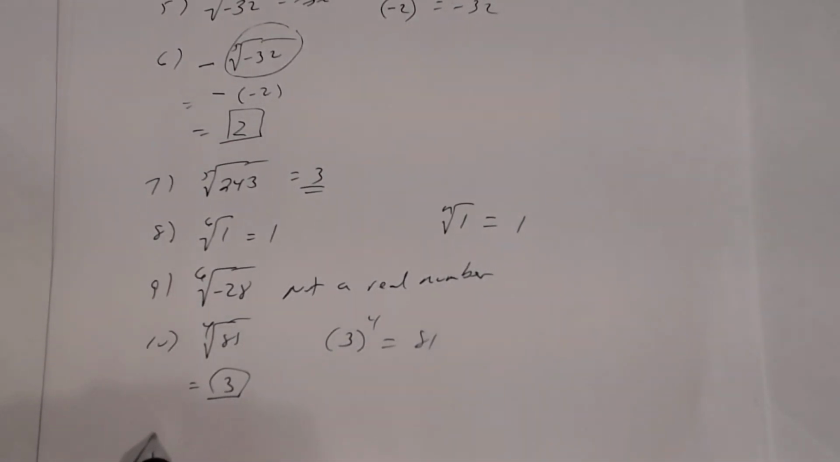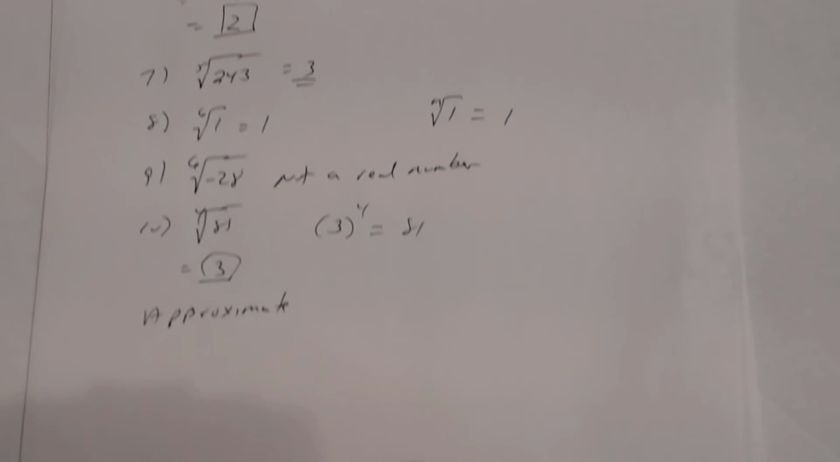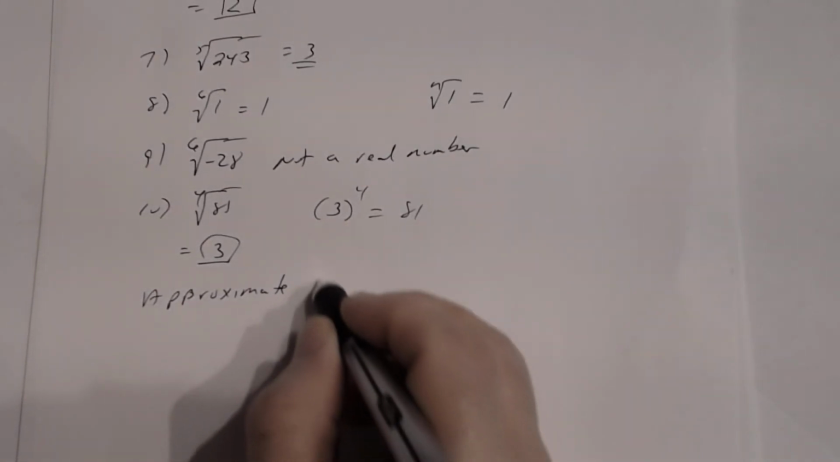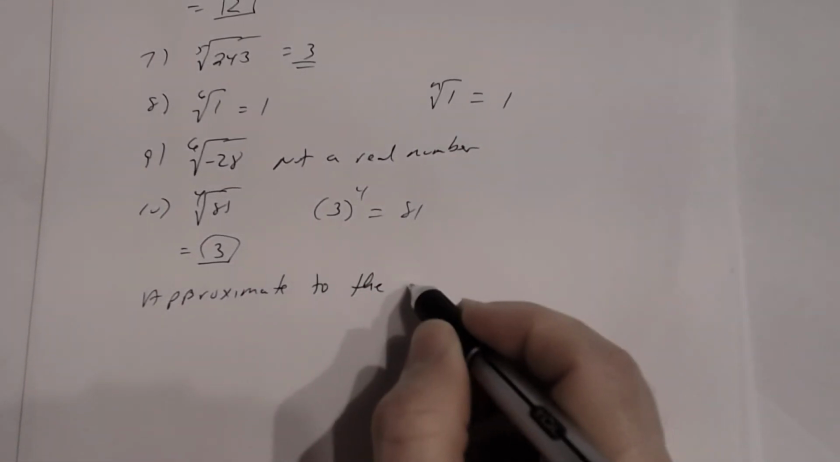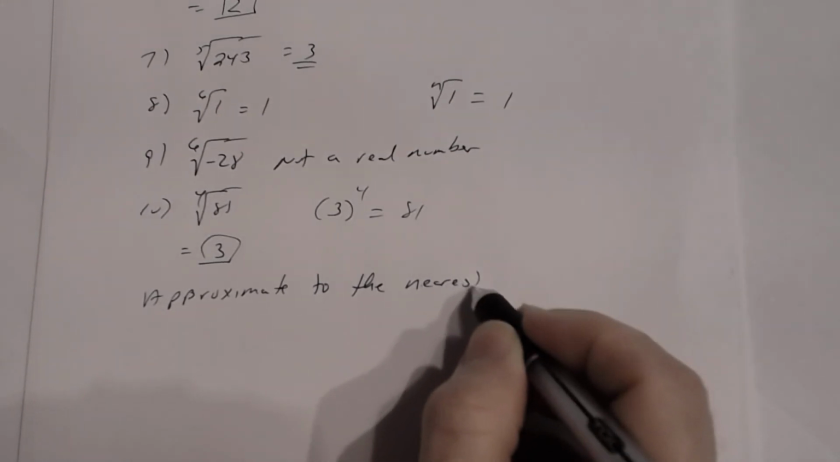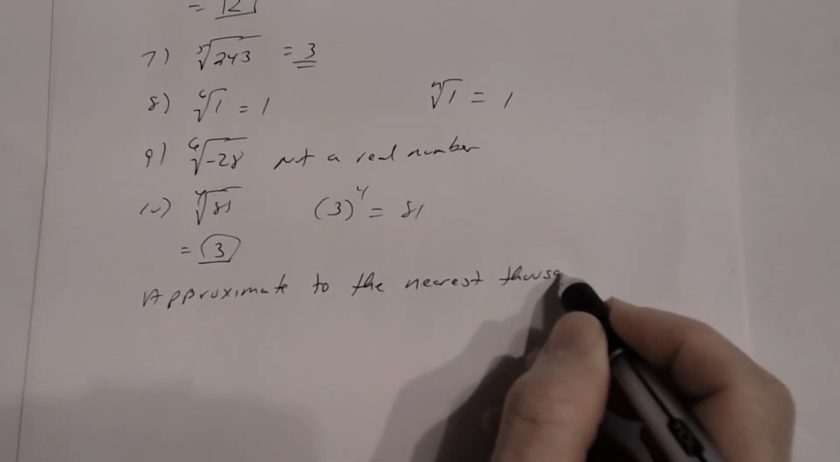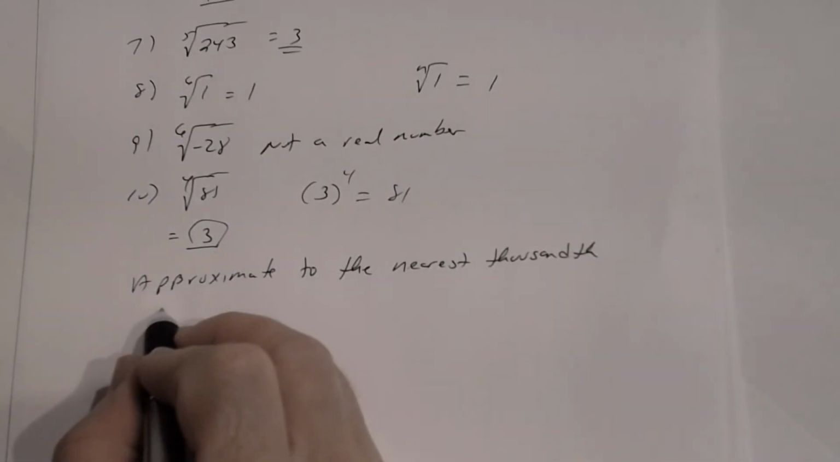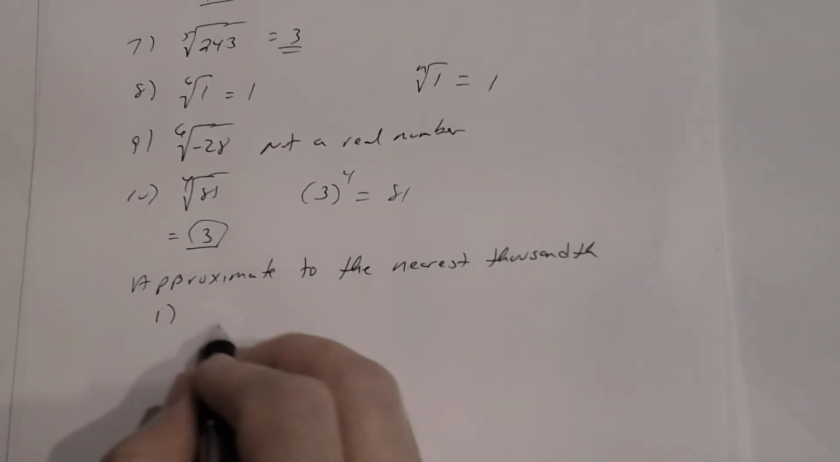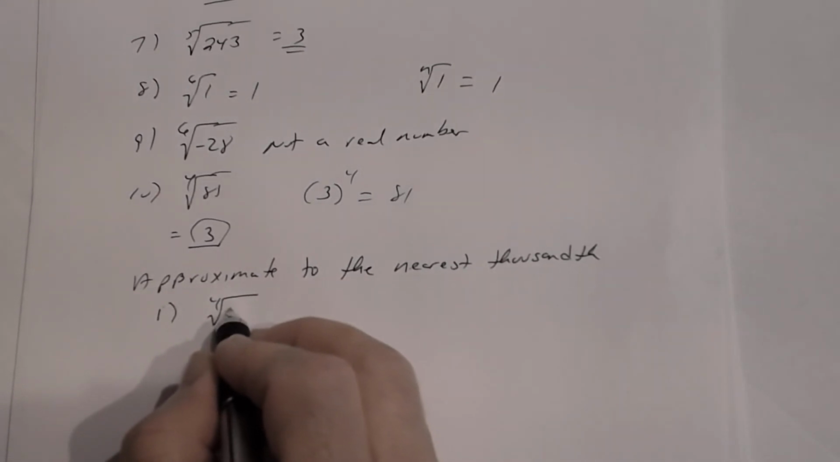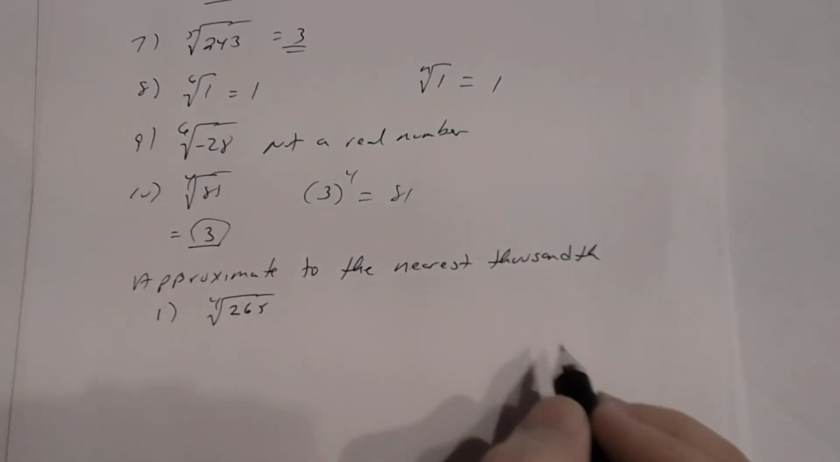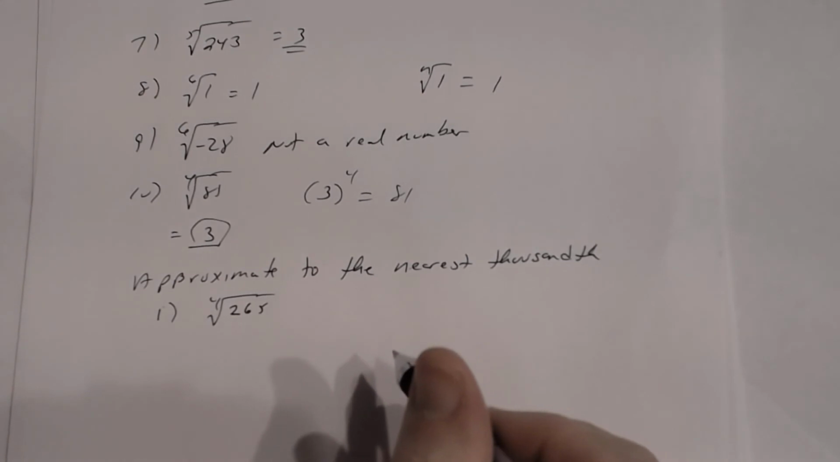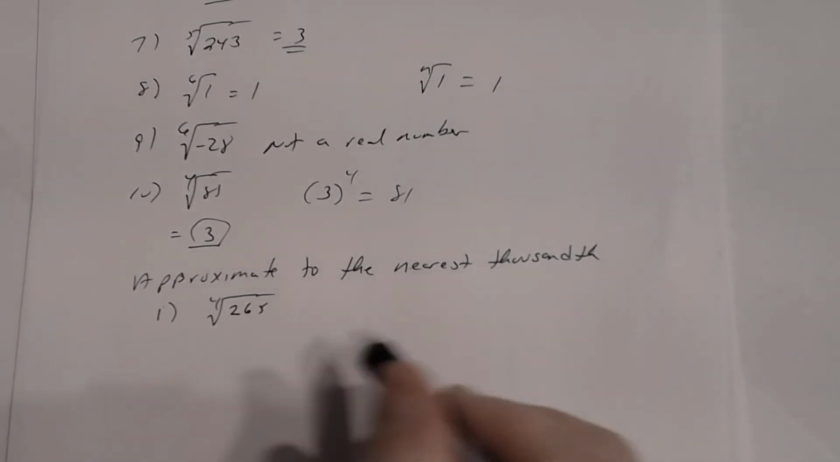Okay? And then let's do the approximations now. So let's approximate to the nearest thousandth. Okay, so approximate the nearest thousandth. And let's say we had, this is number 1 for that part. The 4th root of 265. Okay? And so it's asking you to approximate, so go ahead and use your calculator.